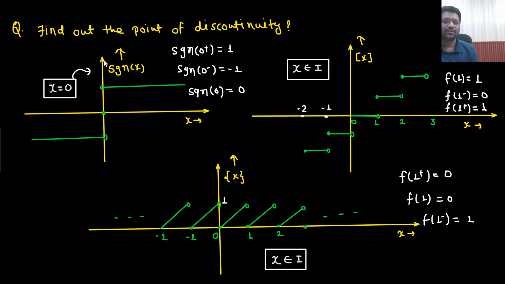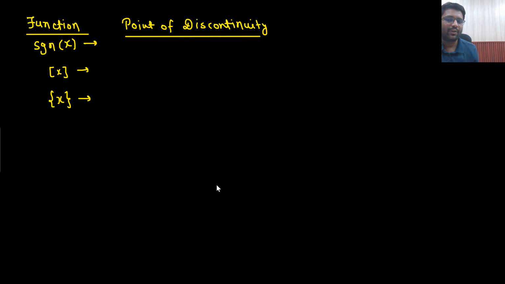Is that clear to you? So signum is discontinuous at x equals 0. Greatest integer function is discontinuous at x belonging to integers, and fractional part of x is discontinuous at x belonging to integers only. So here are the functions and their points of discontinuity: signum is discontinuous at x equals 0, and the others are continuous at all the non-integers. Is that clear to you?